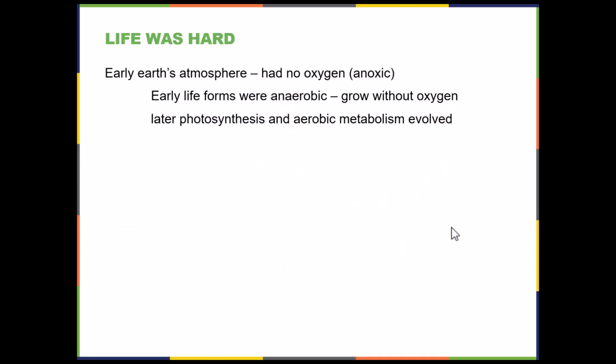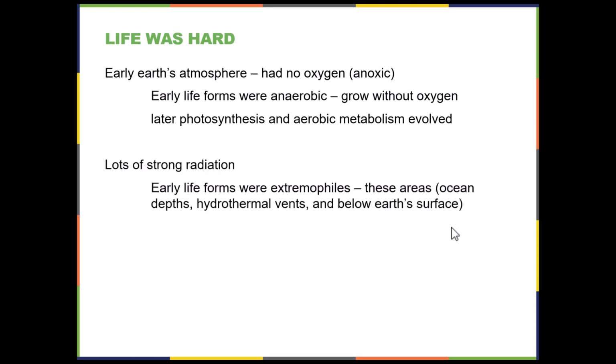Early life on Earth was hard. The atmosphere did not have any free oxygen in it. It was anoxic, which means early life forms had to be able to do anaerobic respiration. Anaerobic means in the absence of oxygen. They had to be able to perform metabolism without using oxygen. It wasn't until later that photosynthesis and aerobic metabolism, which means in the presence of oxygen, evolved.